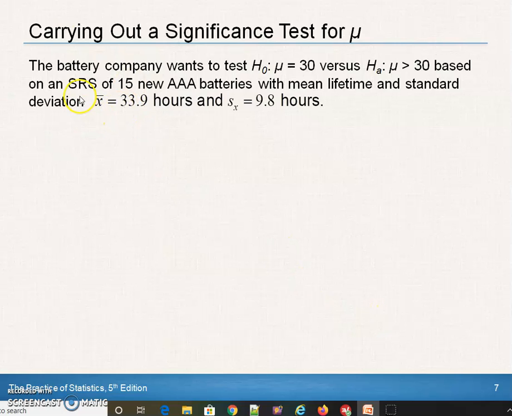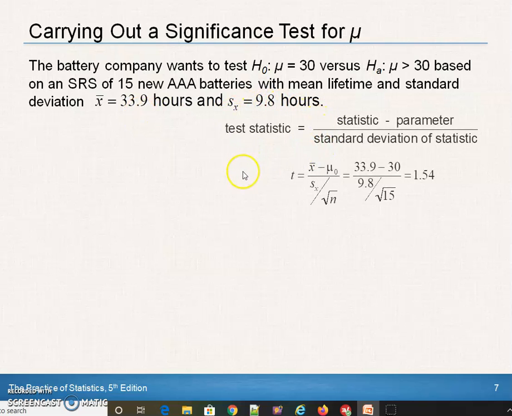So, the battery company wants to test the null hypothesis mu equals 30 versus the alternative mu greater than 30, based on a simple random sample. That's the first thing. 15 new AAA batteries, that's our n of 15. Lifetime x-bar is 33.9, s sub x is 9.8. So the test statistic is 33.9 minus 30 over 9.8 divided by the square root of 15, which is 1.54.